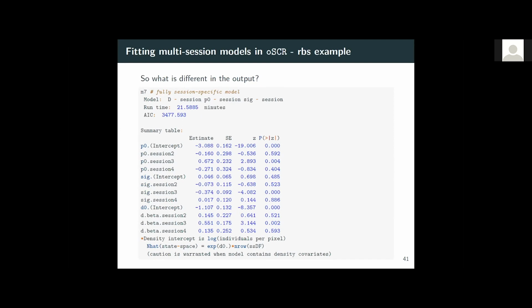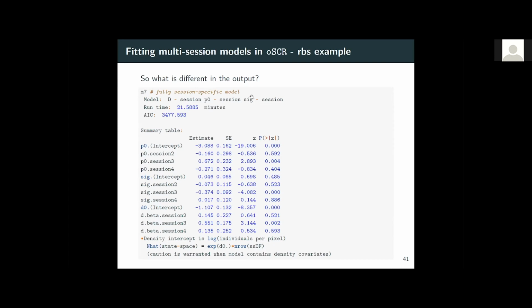Okay, so what about this full model, model 7, which is the fully session-specific model? Well, the same thing holds true. I specified a session-specific density model, so I should have an intercept and 3 contrasts. The same is true for baseline detection and sigma. So I should have 12 parameters, and sure enough, if I count up the rows in my summary table, I have 12 parameters. The intercept, which is the estimate of the reference level for each of the components of the SCR model, and then the session-specific contrasts for each of those.